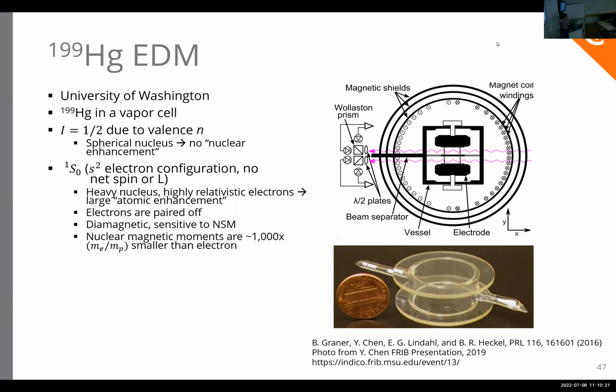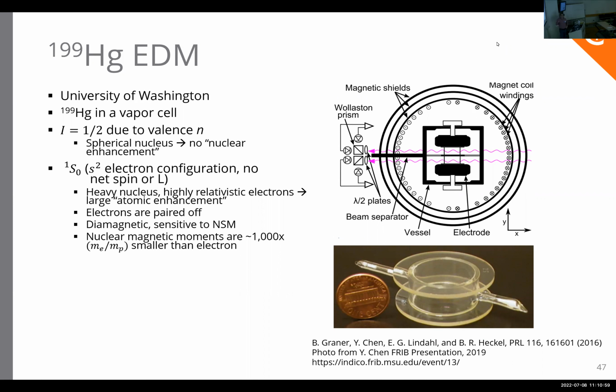Because it has this core-penetrating s electron, the electron wave function samples this very heavy nucleus. And so that gives you this large atomic amplification, this internal field amplification effect. You have core-penetrating electrons that see the nucleus of the atom, and so if there's a nuclear Schiff moment, those core-penetrating electrons will be mixed up by it and make it observable in the atom. That's something I talked about in detail yesterday, so I won't say it again, but I encourage you to flip back and review if those ideas got lost.